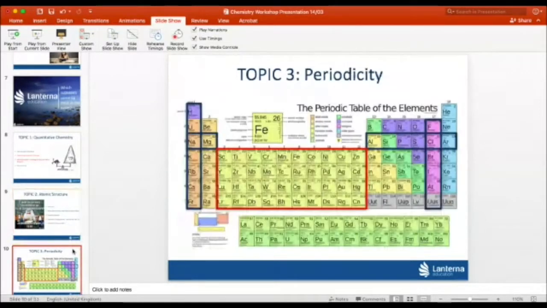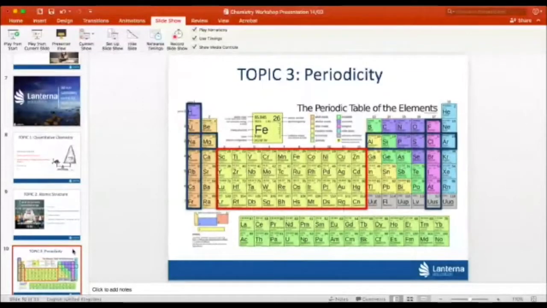Cool. Topic 3, periodicity. So this is probably quite a dull topic in all honesty. It doesn't require that much understanding. The crux of this topic is just when electrons are further away from the nucleus, there are more shells, so there's more shielding. And so basically what that means is that the electrons aren't held in as tightly. And that will have an effect on radius, on electronegativity, reactivity, everything. So that's basically the basis for everything.